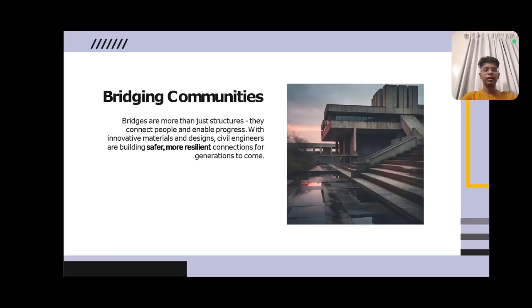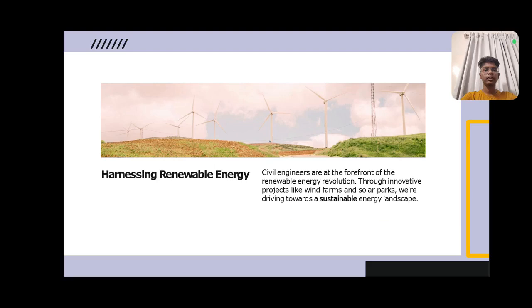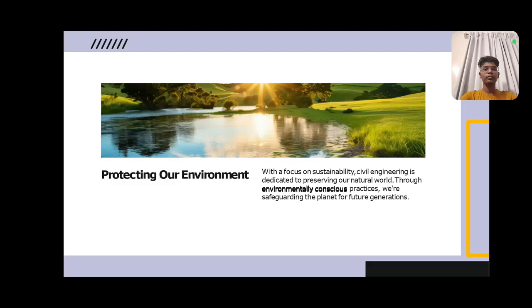Bridging communities. Bridges are more than just structures, they connect people and enable progress. With innovative materials and design, civil engineers are building safer, more resilient connections. Next, harnessing renewable energy. At the forefront of the renewable energy revolution, innovative projects like wind farms and solar parks are continuing.